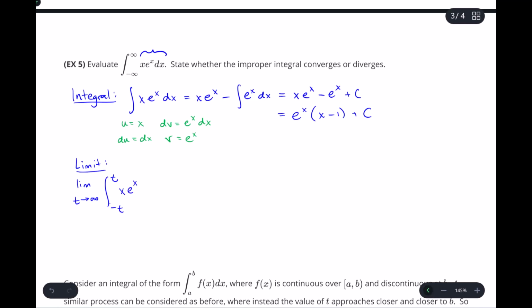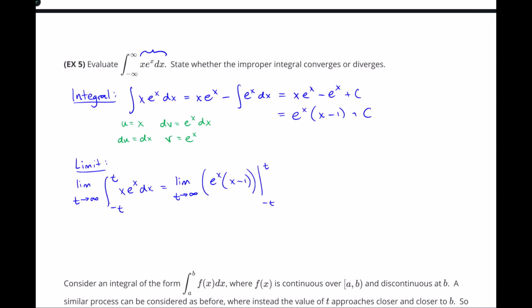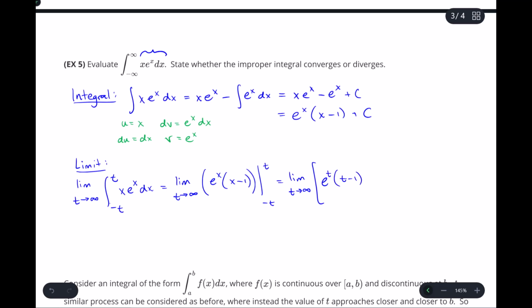And we have x e to the x dx, but since we've already integrated that, we'll just bring that result down. So it's e to the x times (x minus 1) evaluated between negative t and positive t, which would be the limit as t goes to infinity of, it's going to be a lot here, e to the positive t times (t minus 1) minus e to the negative t times (negative t minus 1).